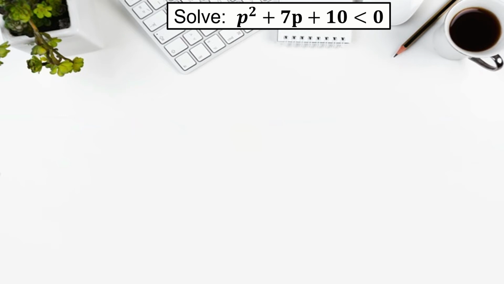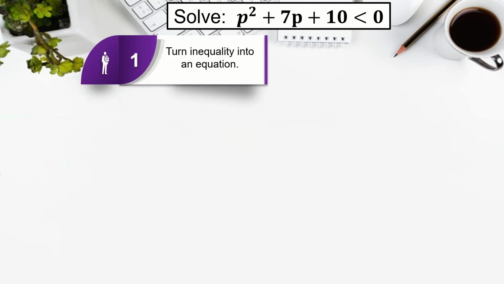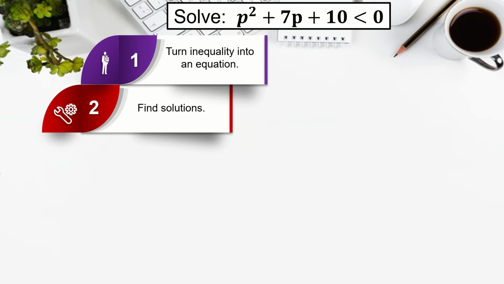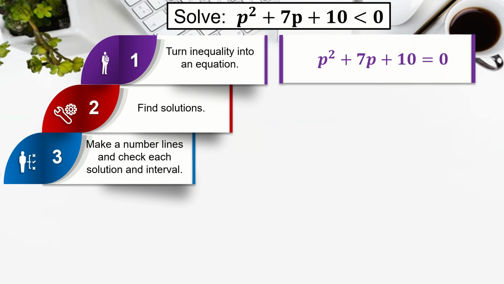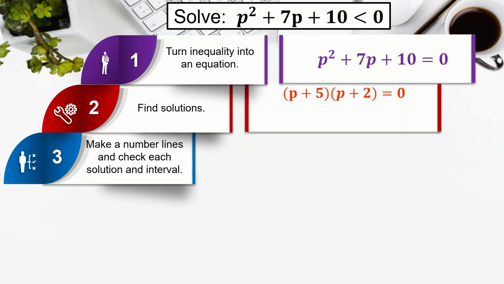So let's have another example. p squared plus 7p plus 10 is less than 0. So turn into inequality equation, find the solution, make a number line. So the first one, equal sign na siya. p squared plus 7p plus 10 is equal to 0. Then factor out. We'll have p plus 5 times p plus 2 is equal to 0.